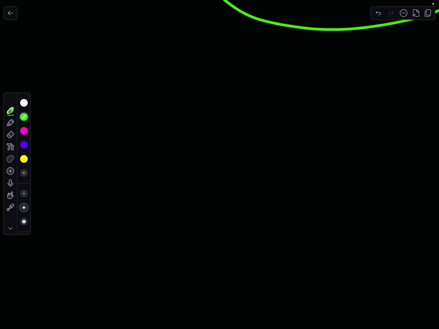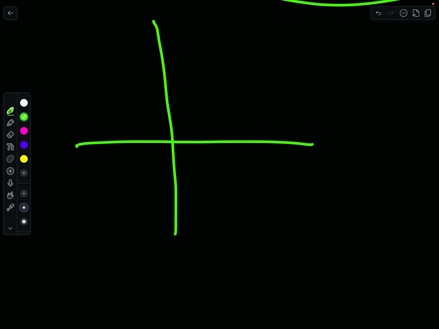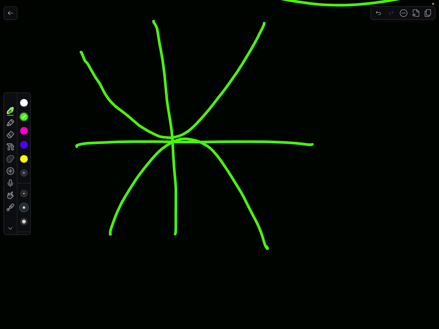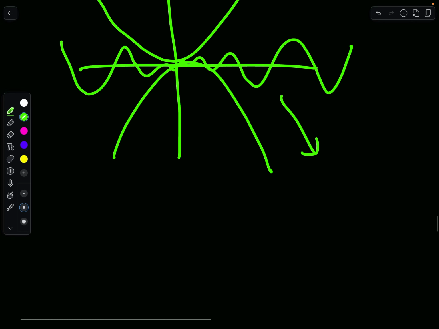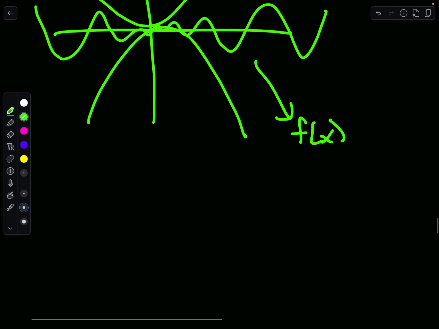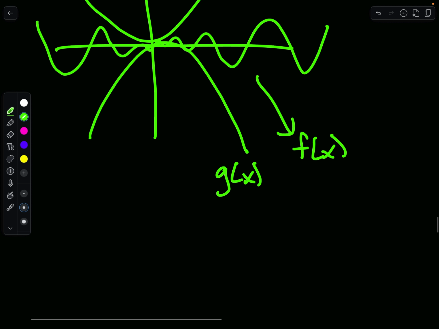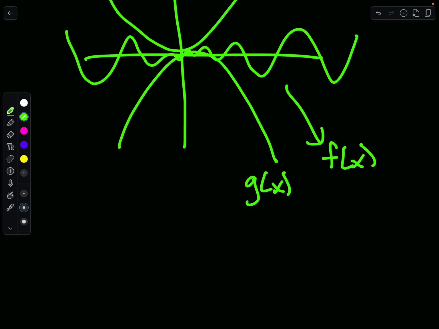So, a visual of what the squeeze theorem is, trapping a function between two simpler ones to evaluate a limit. For example, if we have these two, and let's say we have a function like this, even if we aren't able to compute this limit of f of x, we know that this g of x and this h of x, you can compute the limit for those.